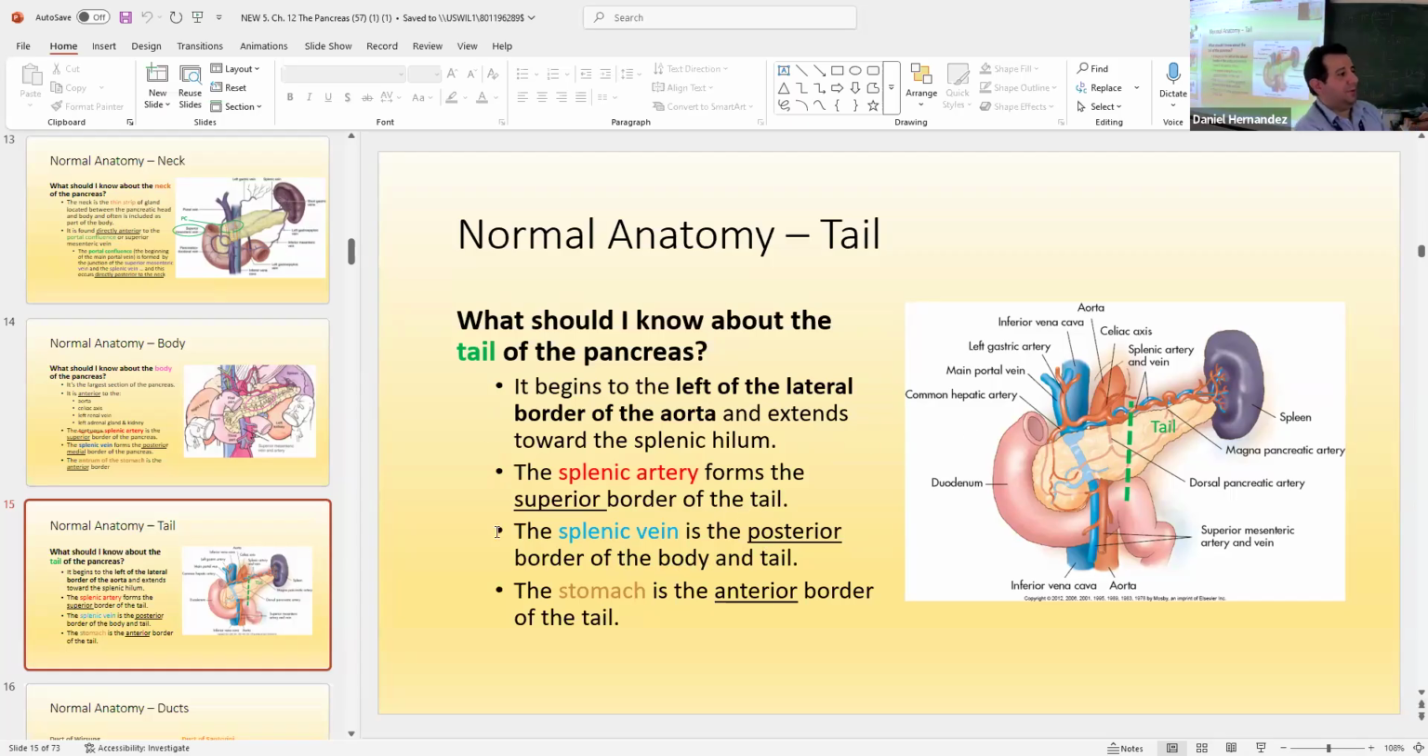Just kind of familiarize yourself with these. This is a good thing if you want to break it down segment by segment. All right, tail: splenic artery superior still, splenic vein posterior, stomach still anterior. And that tail runs all the way out lateral, extends towards the splenic hilum.